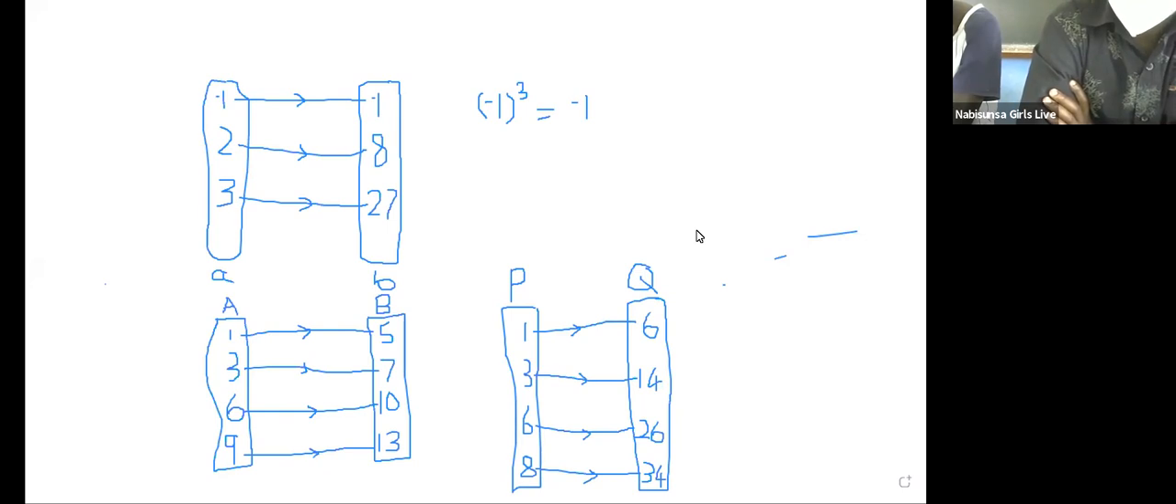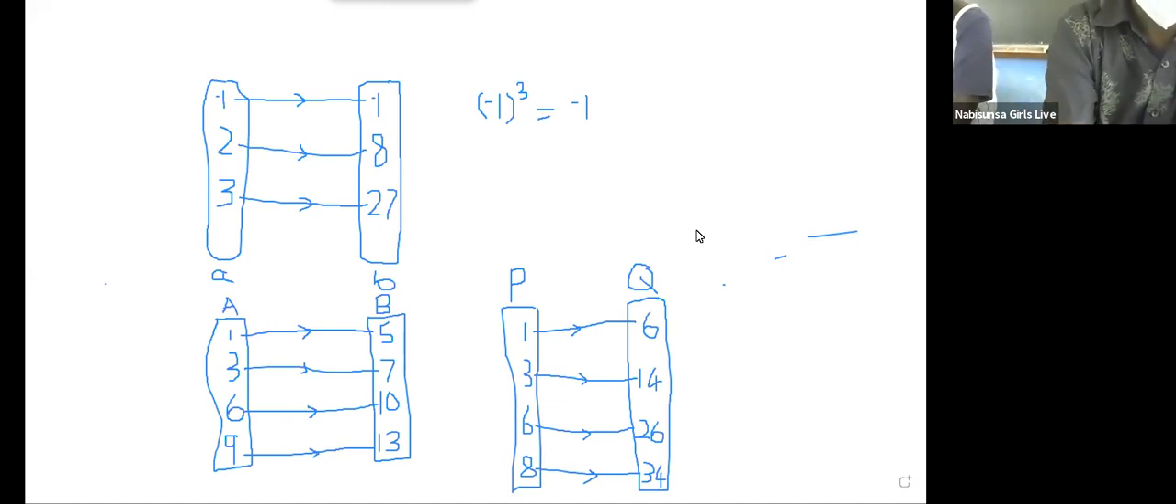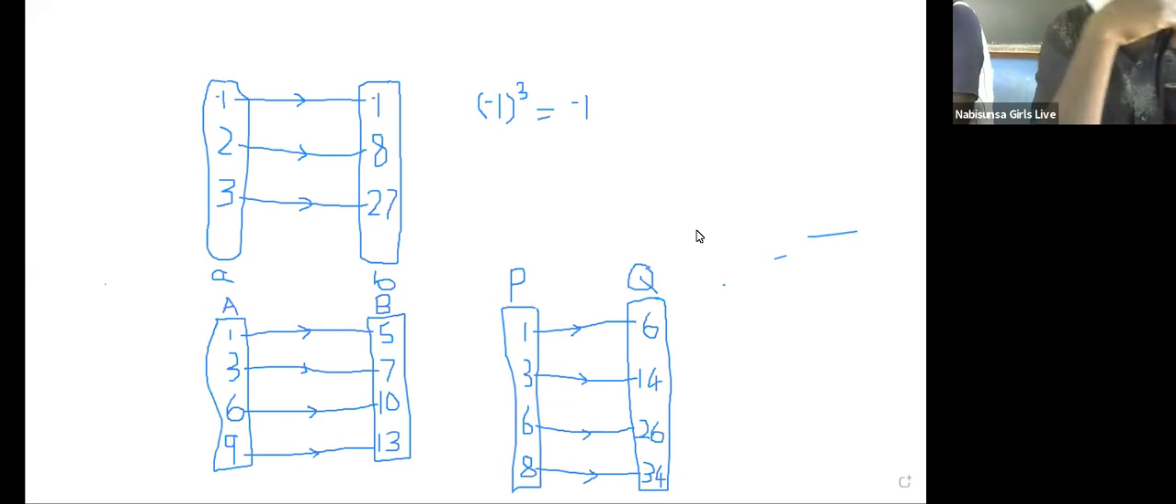The next one that you drew, the one where the arrow matches to 5, what's the relation there? In all the elements in set A, we are adding a 4 to get the elements in set B. Because 1 plus 4 is 5, 3 plus 4 is 7, 6 plus 4 is 10, 9 plus 4 is 13. So the relation here is that we are adding a 4. Thank you, teacher.